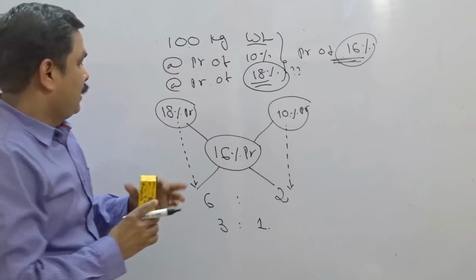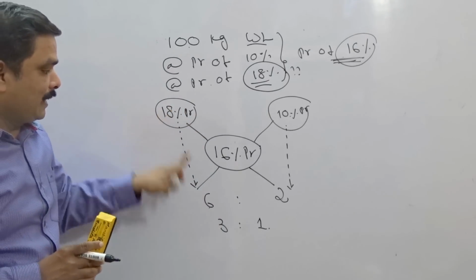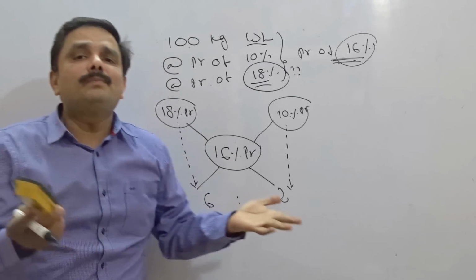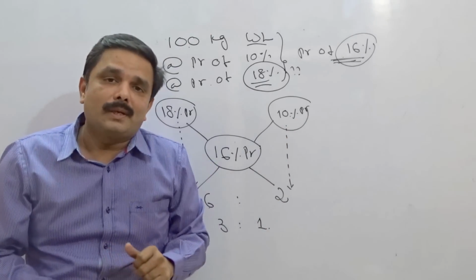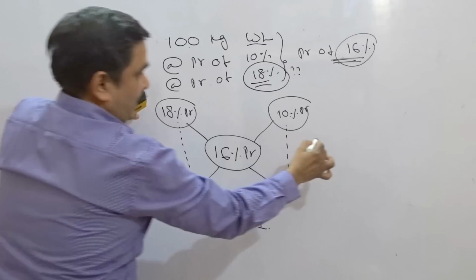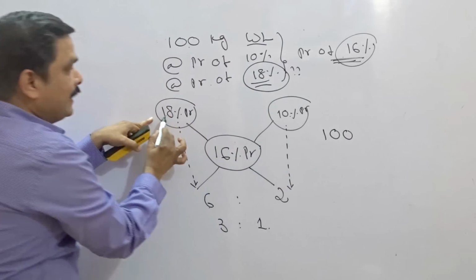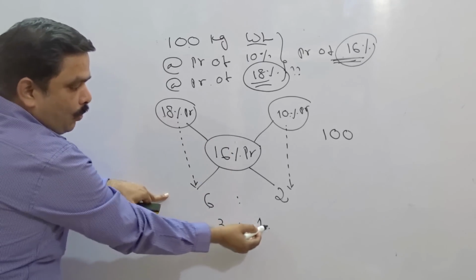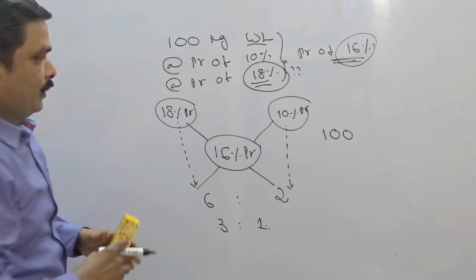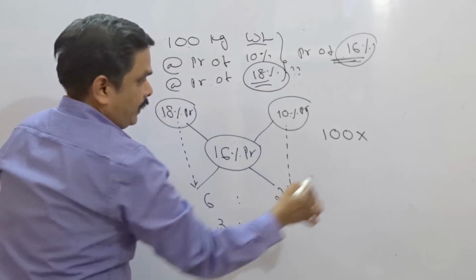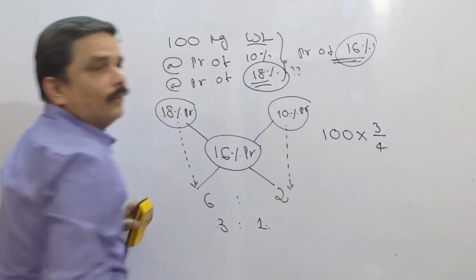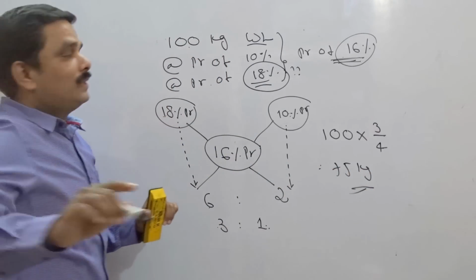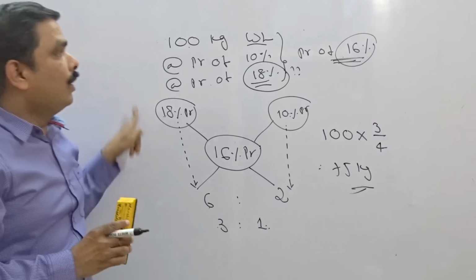But what is my question? How much quantity is being sold at 18% profit? Total is 100 kgs. Now simply you use ratio and proportion. Out of 100 kgs, the 18% profit is to 10% profit sold quantity is 3 is to 1. Since I am going for 18%, easily you can say 100 into 3 by 4. You can get this one as 75 kgs. So this is how I can apply rule of allegation.